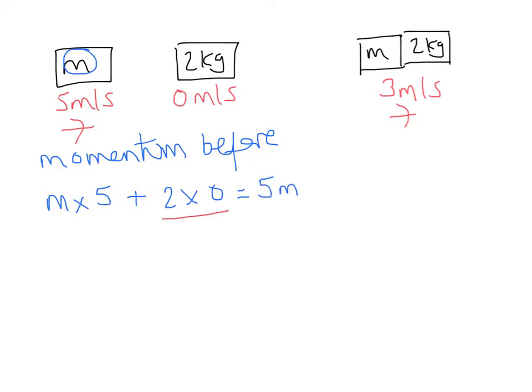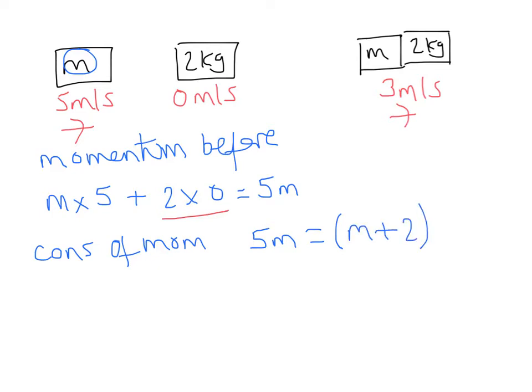5m. Now I'm looking at conservation of momentum. My momentum before is 5m, and that's going to be equal to the sum of my masses, m plus 2, multiplied by my 3 meters per second. Now at this point I need to do a little bit of rearrangement. I'm going to multiply through by 3, so I have 3m plus 3 times 2. Simplify that a little bit more.